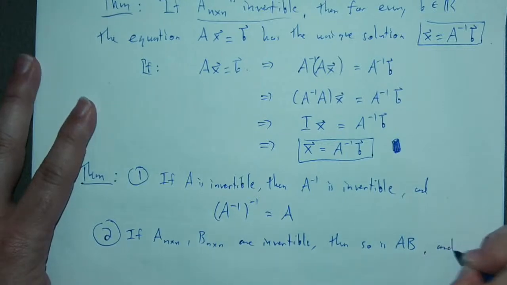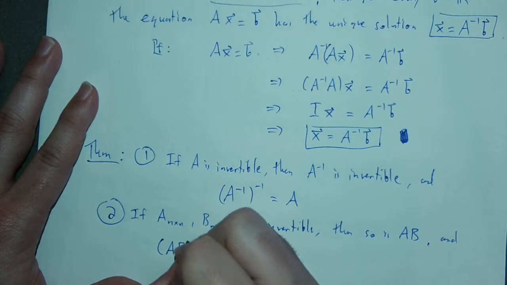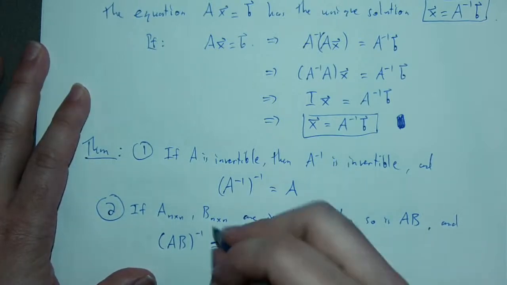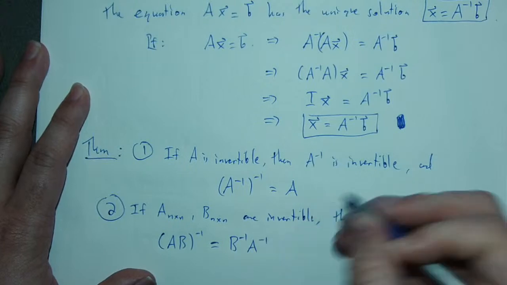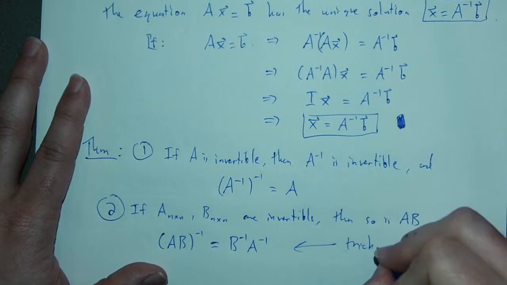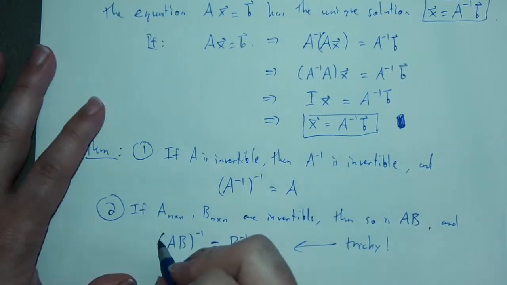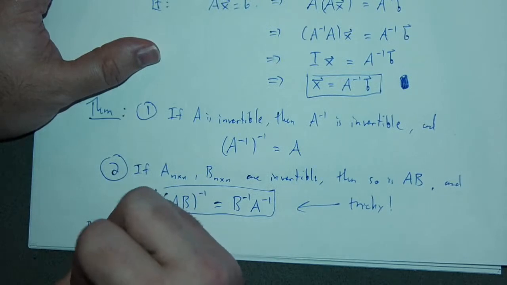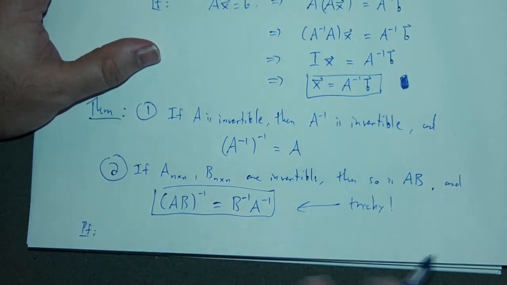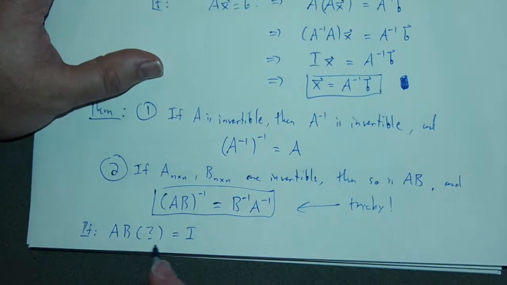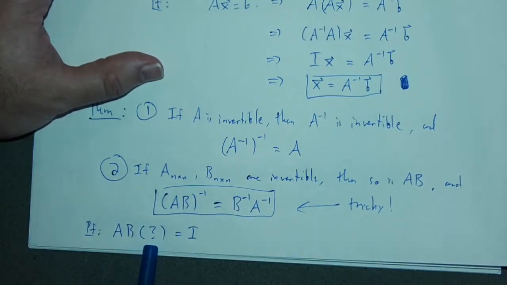And what is AB inverse? This is another tricky one. AB inverse is B inverse A inverse. So tricky. Why is it tricky? It reverses the order. To see why this is, it's actually not that big of a deal at all. So here's a proof. If A and B are invertible, then A inverse and B inverse both exist. AB times what is equal to the identity? If I can fill in this question mark, then I'm done.